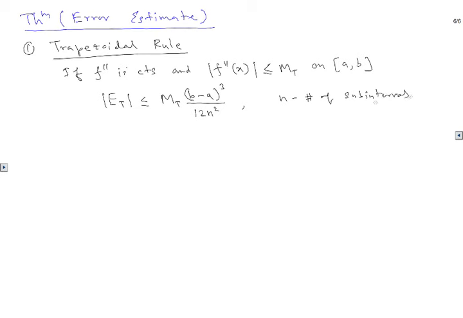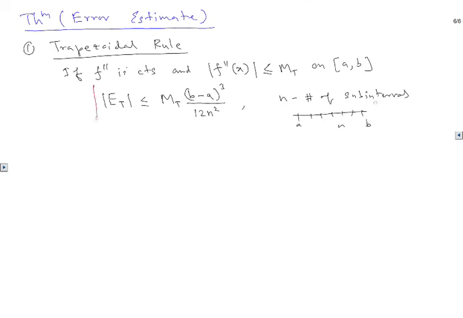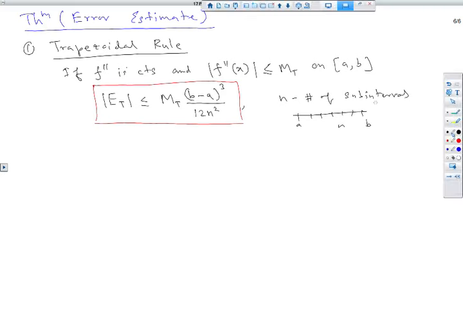Okay, number of subintervals. So we have a, and then we're going to cut this into n many parts, and then we end with b. So that is the one for the trapezoidal rule. So it has n squared in the bottom. Let's look at what's going to happen with the Simpson rule.